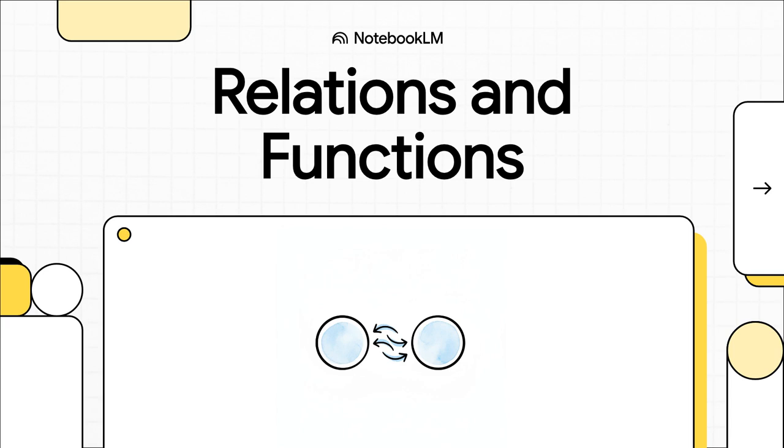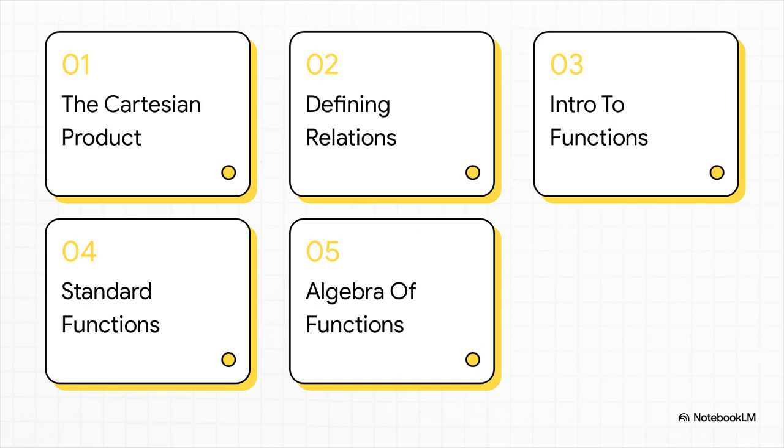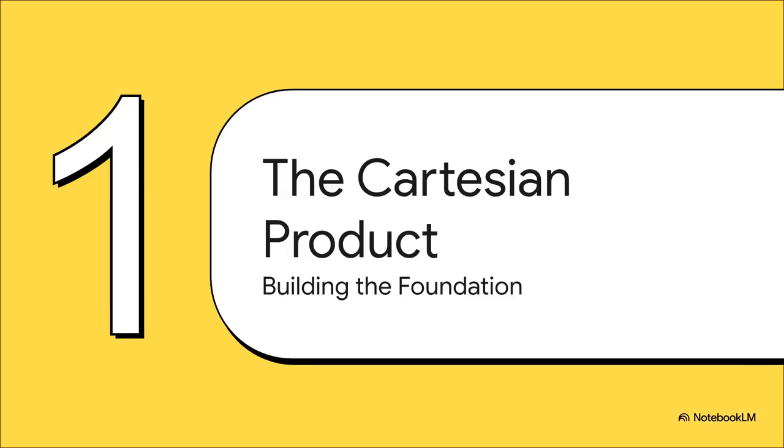So let's just jump right into it. Here's our roadmap for today's explainer. We're going to start with the Cartesian product, move on to defining mathematical relations, then introduction to functions, standard real functions, and we'll wrap it all up with the algebra of real functions. Starting off with Section 1, the Cartesian product, building the foundation.